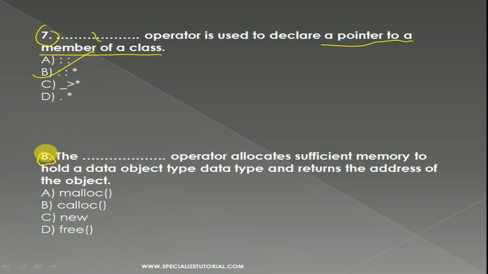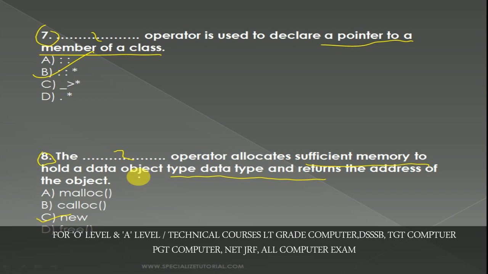Now take the next question, question number 8: what operator allocates sufficient memory to hold a data object of a type and returns the address of the object? The options are malloc, calloc, new, and free. Basically the new operator allocates sufficient memory to hold a data object of a type and returns the address of the object. So C is the right answer.